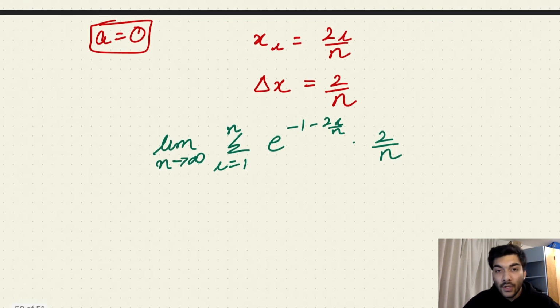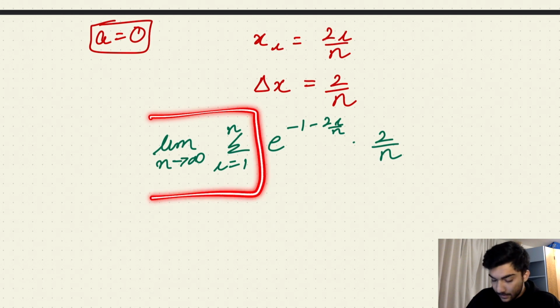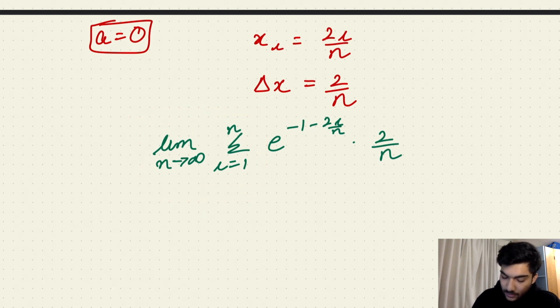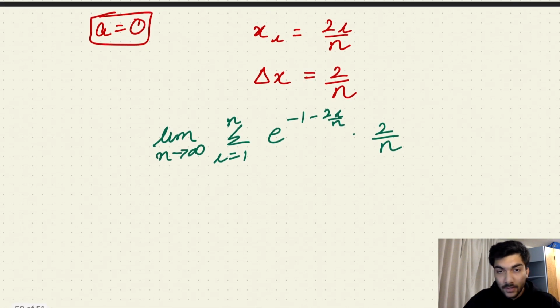And now let's do all the conversions again. I know I have to convert every occurrence of 2i by n and change it to x. I also know that I have to convert every occurrence of 2 by n and change it to dx. And I have to convert this expression to the definite integral expression. But the only thing that's missing is my right endpoint.